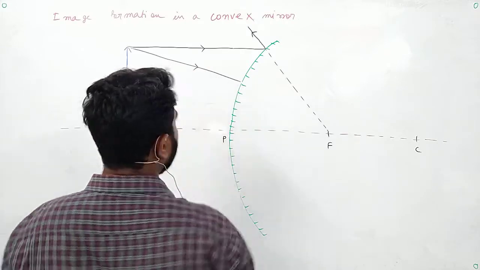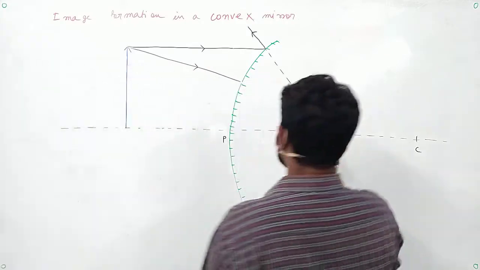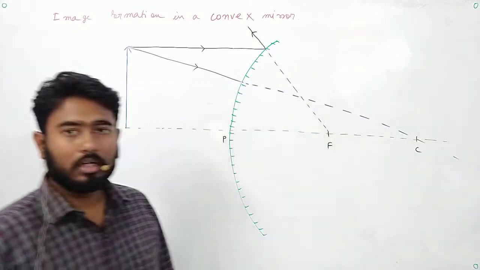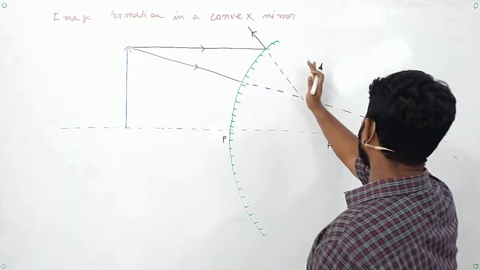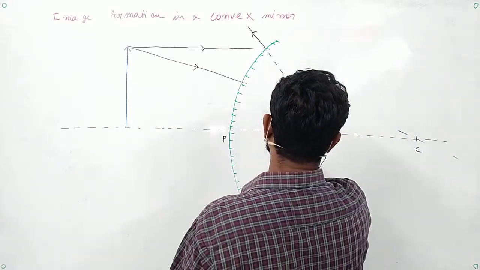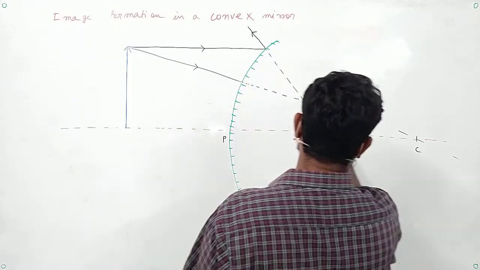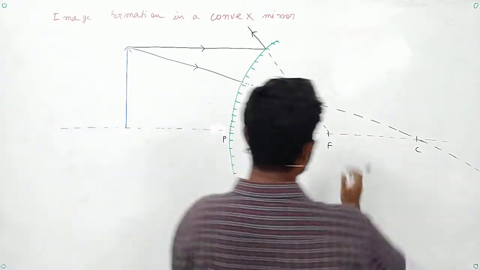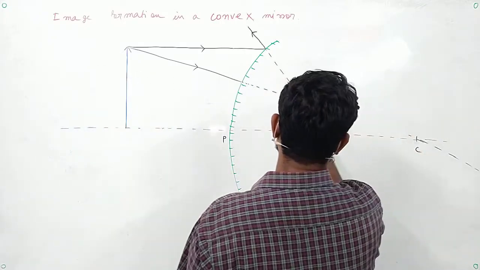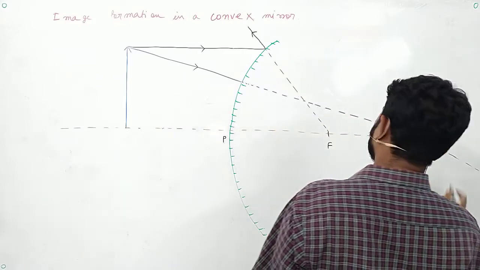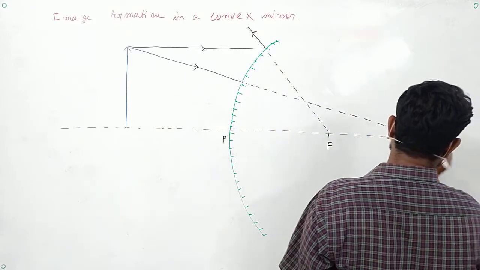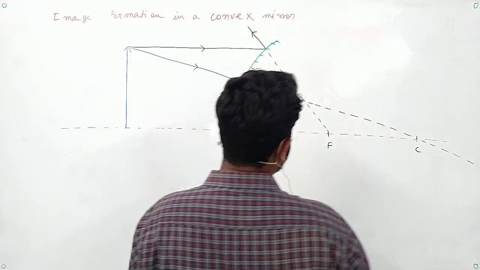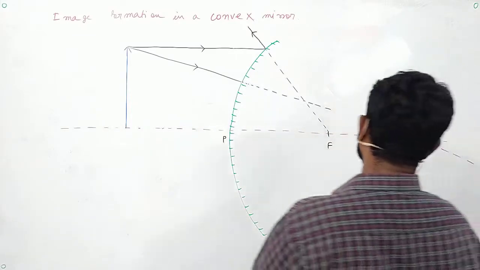Suppose a ray has come in this direction. Now how is it directed? It will pass through the center of curvature. If a ray of light comes in this direction, it will pass through the center of curvature, right? Now how will it look? If it comes in this direction, how will it look?